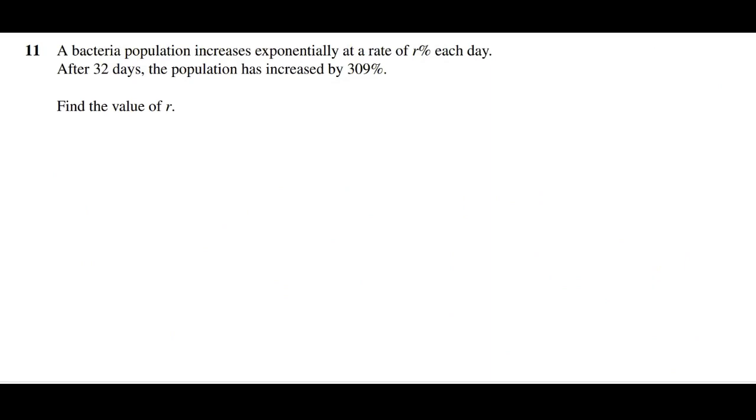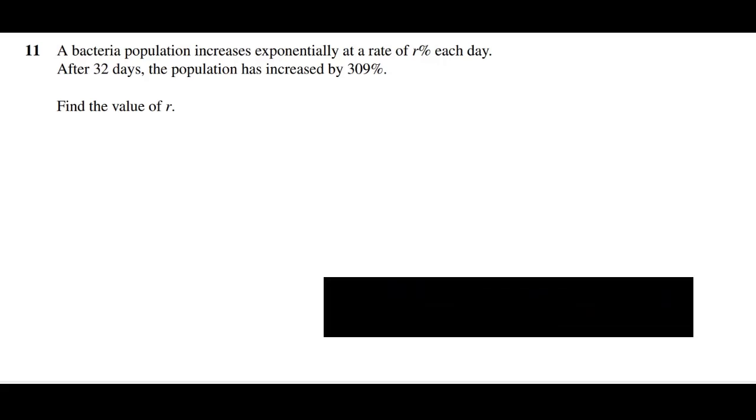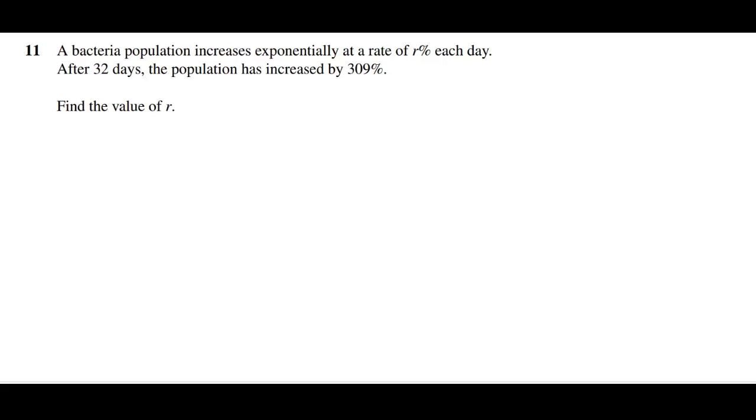Now let's look at question number 11. This question is quite interesting. The bacterial population increases exponentially at a rate of R% each day. After 32 days, the population has increased by 309%. Find the value of R. So here we have some things given. We do not know the value of R, it's not known.